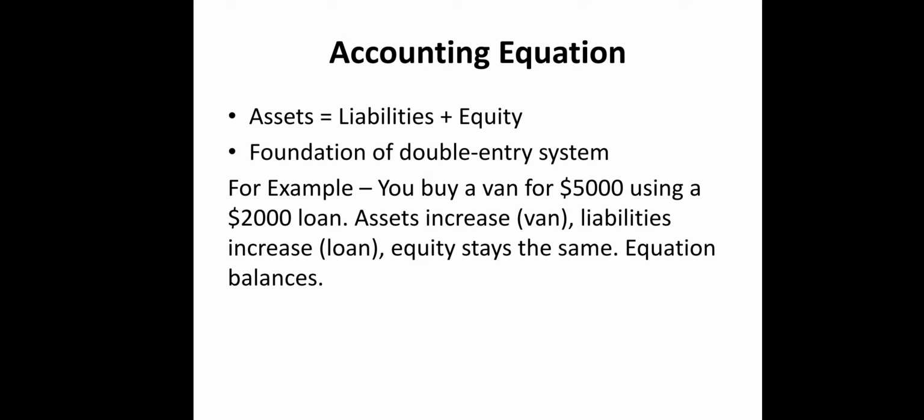So let me give you an example. Let's say you buy a van for $5,000 with a $2,000 loan. Assets go up, the van. Liabilities go up, the loan. Equity stays the same. The equation balances.